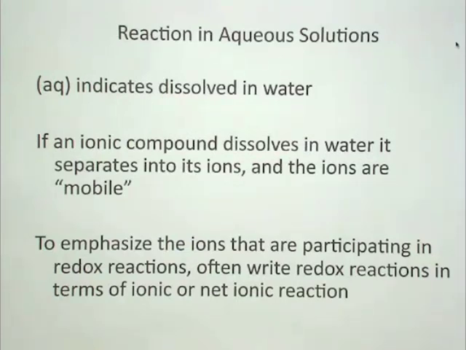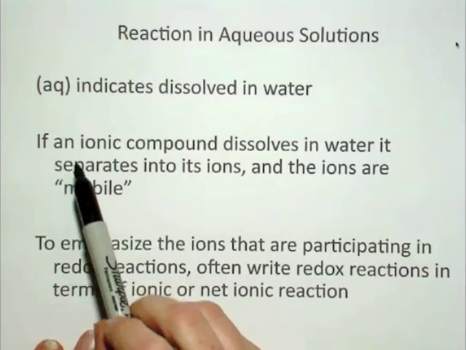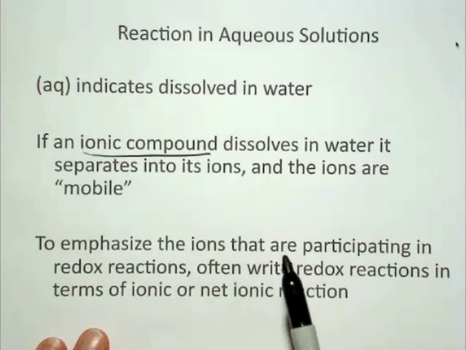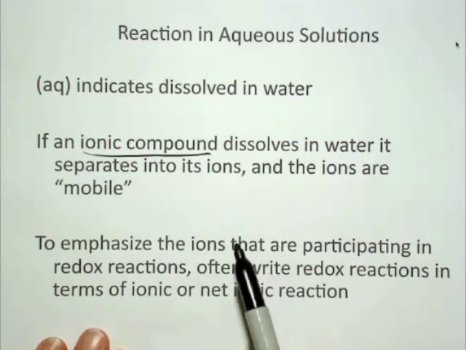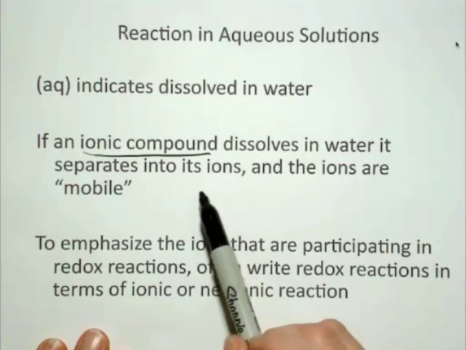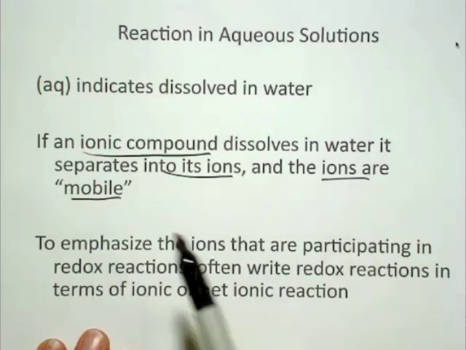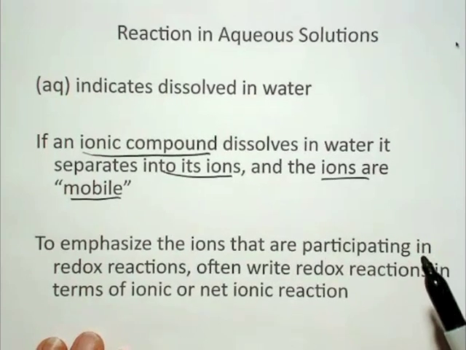And the other thing you have to remember is if something that's dissolved in water is an ionic compound, that means that when it dissolves, it separates into its ions. And the ions are what we call mobile, or you have a mobile charge in solution. And that's very, very important in a lot of different situations in chemistry.